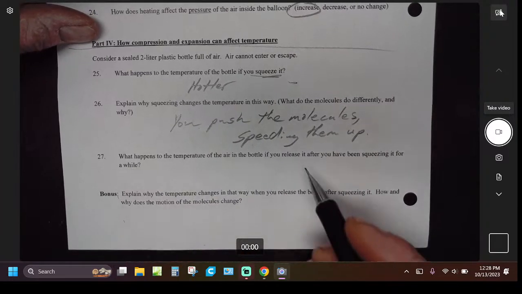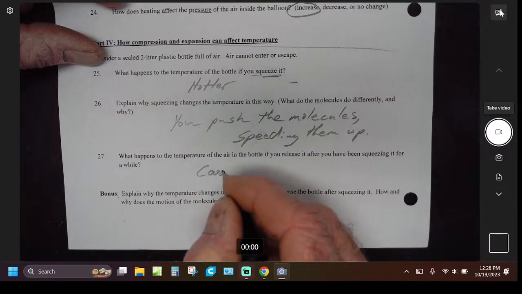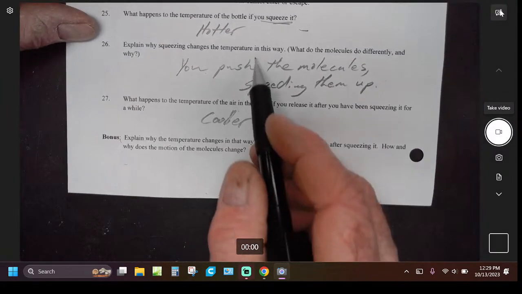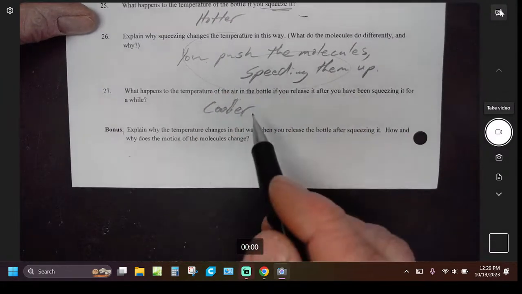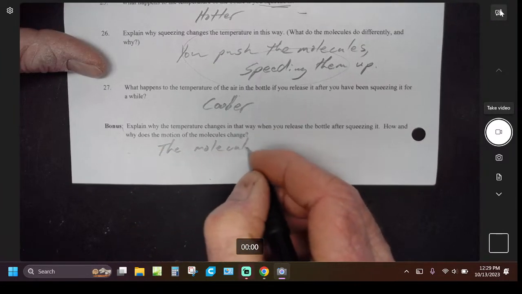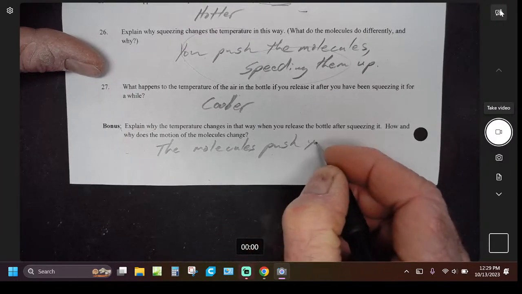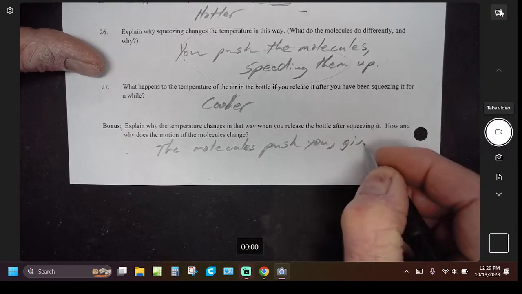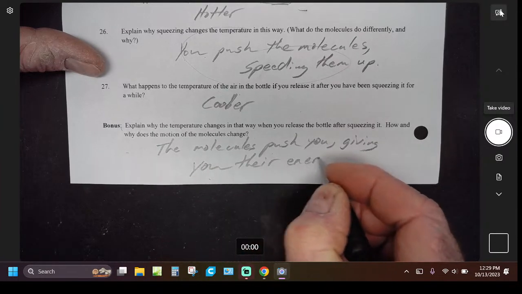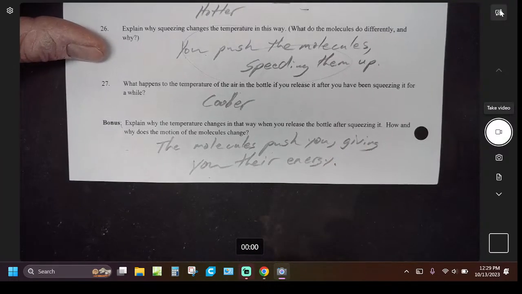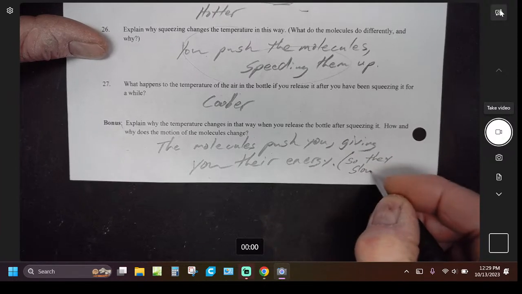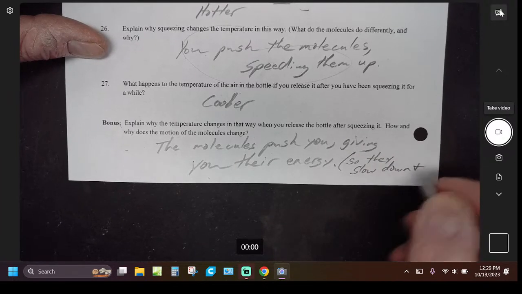Number 27, what happens to the temperature when you release it? It gets cooler. And the bonus, why does it get cooler? It's just the opposite of this. Instead of you pushing the molecules, the molecules push you, giving you their energy. So they lose it, which cools them down. So they slow down and cool down.